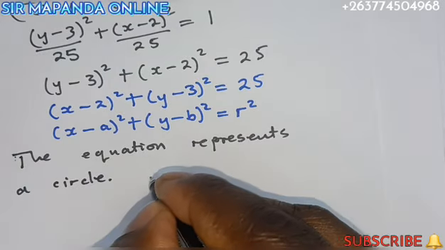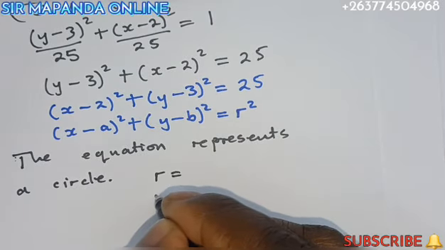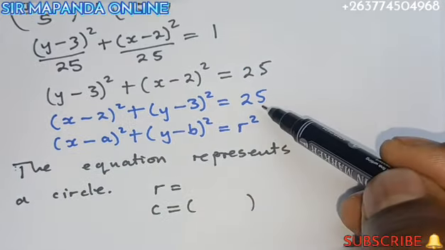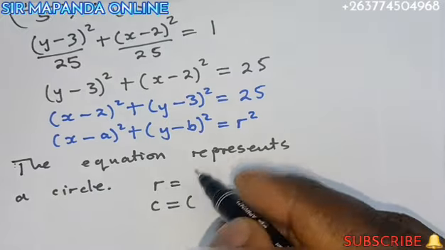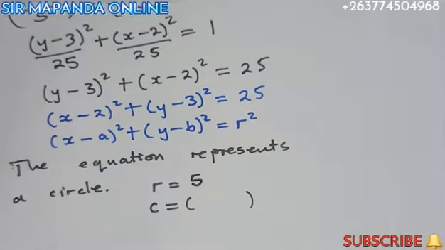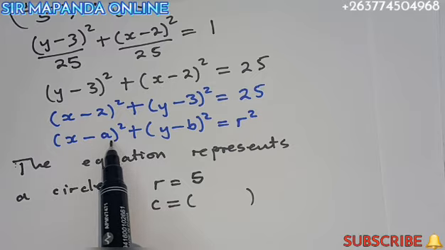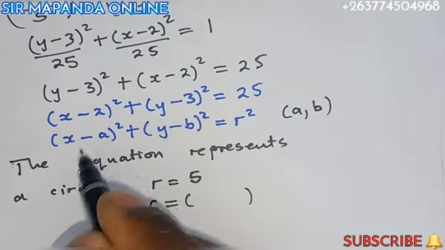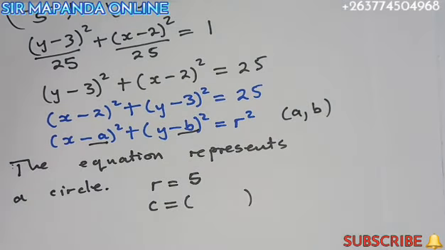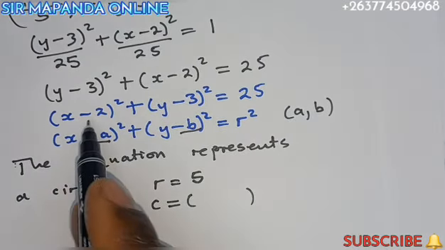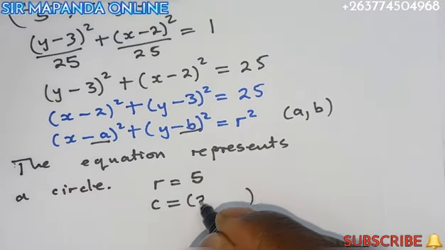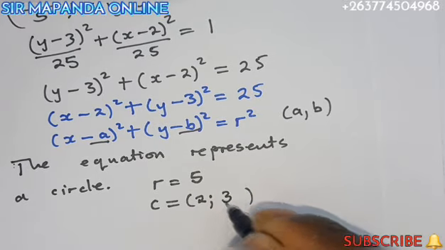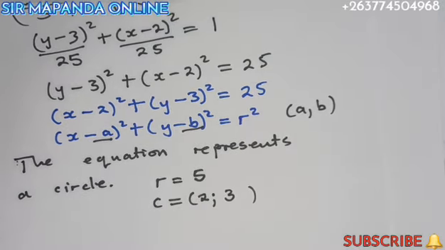Then to get the full marks, you need to state the radius of the circle as well as the center of the circle. So the radius is the square root of 25. So square root of 25, you get 5. Then as for the center, if you have x minus a squared plus y minus b squared, remember the center is a and b. You simply change the sign of the number inside the bracket. So here we have minus 2. It means the x coordinate becomes positive 2. Here we have minus 3. The y coordinate becomes 3. And this is your final result.